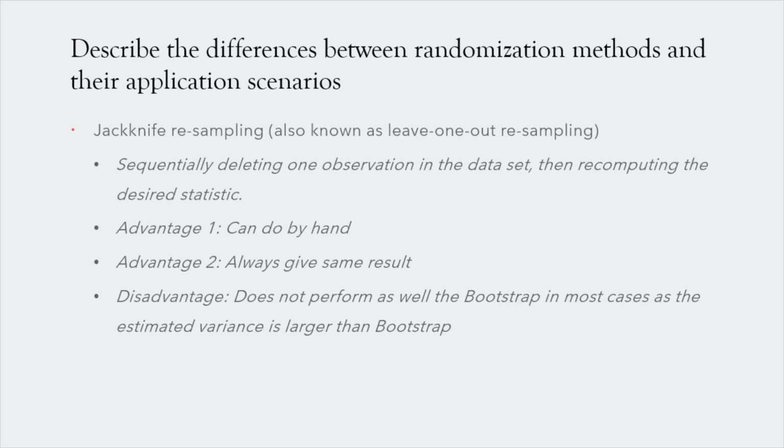Firstly, jackknife resampling can be performed manually even though it can be tedious. Secondly, jackknife resampling always give the same result. You will see why this is the same in our examples later. However, the main disadvantage is that jackknife resampling does not perform as well as the bootstrap in most cases as the estimated variance is larger than bootstrap.